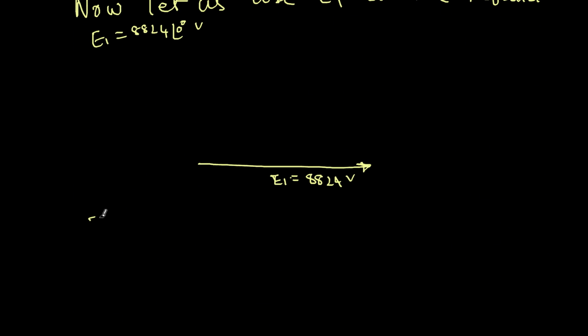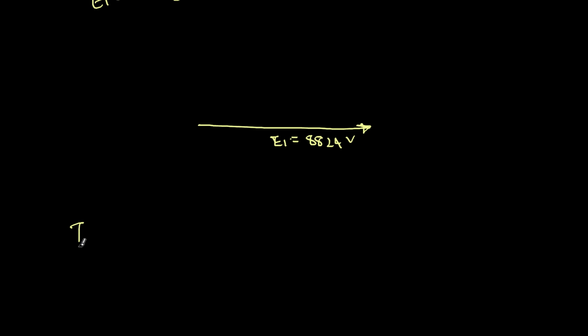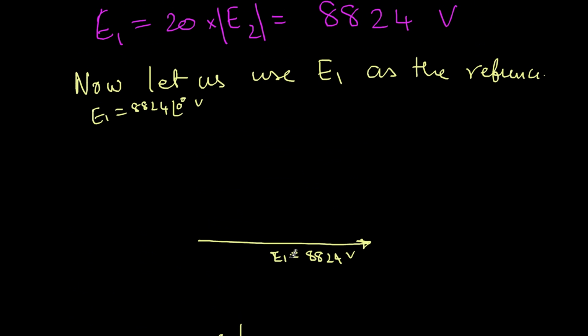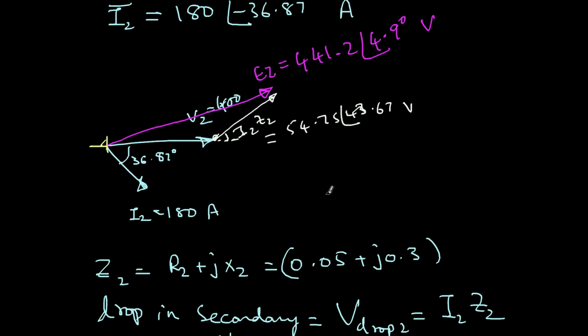So the question is, what is I1? We know I1 is nothing but I0 plus I2 dash. So let's begin by calculating what is I2 dash. Here is where we should be careful. What is the angle between I2 and E2? The angle between I2 and E2 is 36.87 here, and this angle is 4.9.